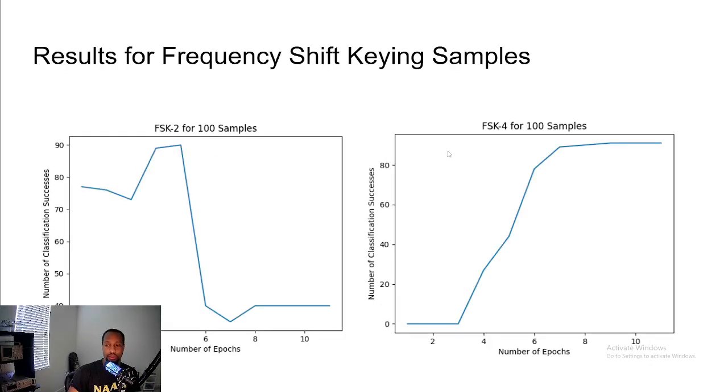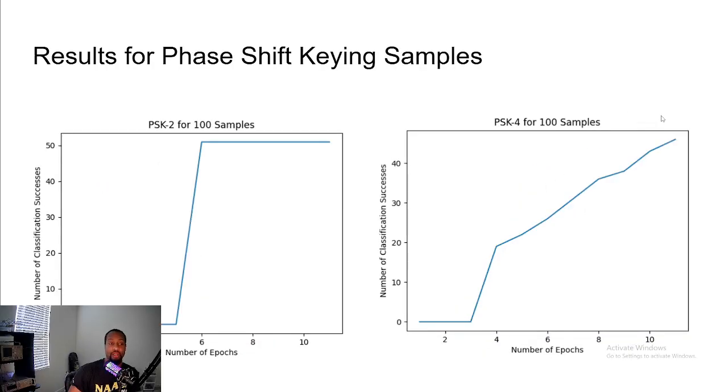FSK2 actually decreased, which was surprising, to say the least. I wasn't sure why it did, but more research will go into why that is the case. FSK4 increased almost 90% after 8 epochs. And finally, phase shift keying.